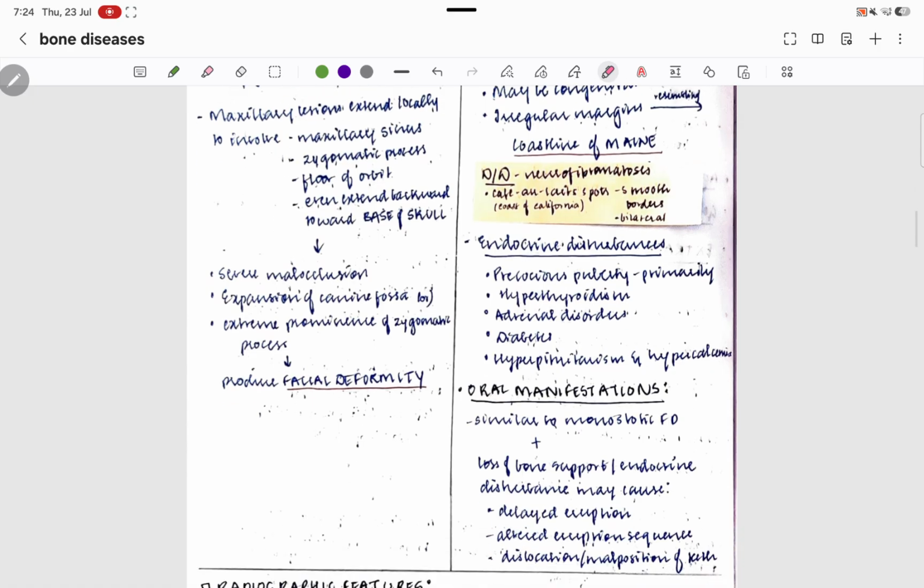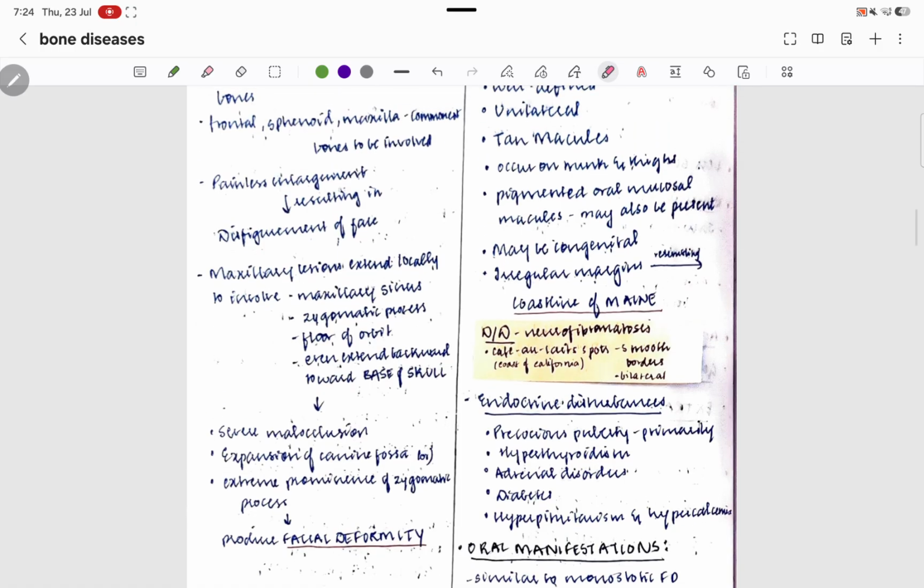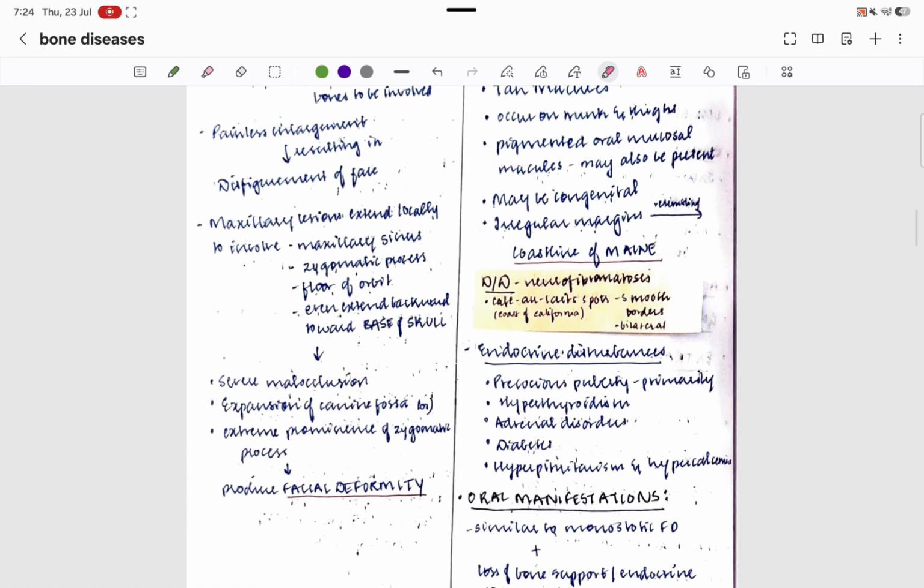Then the differential diagnosis could be neurofibromatosis, which has cafe au lait spots as well. In neurofibromatosis the cafe au lait spot borders are smooth, bilateral, and they look like the coast of California. So you can write coast of Maine or coastline of California.